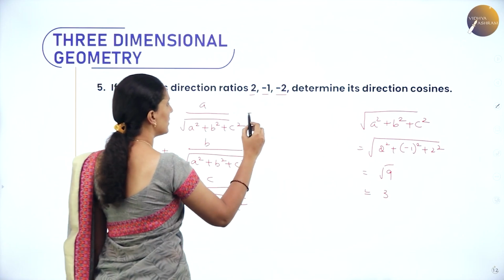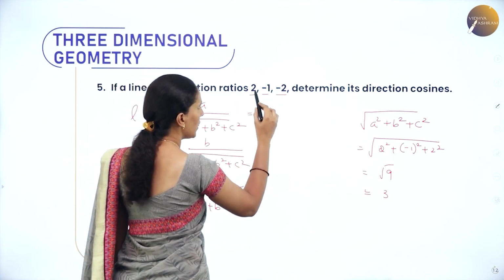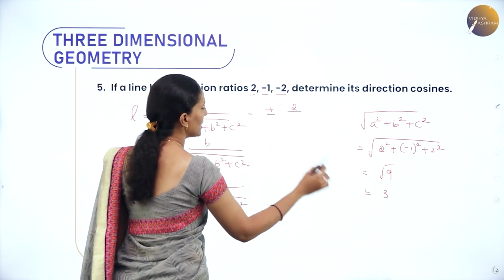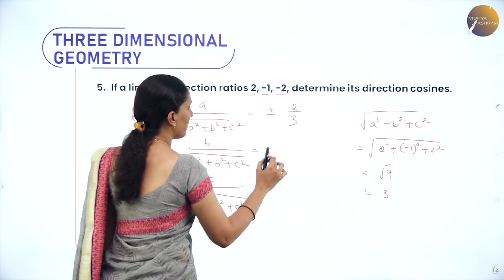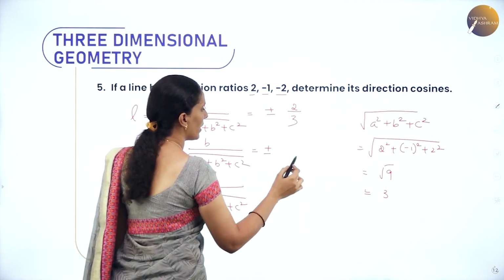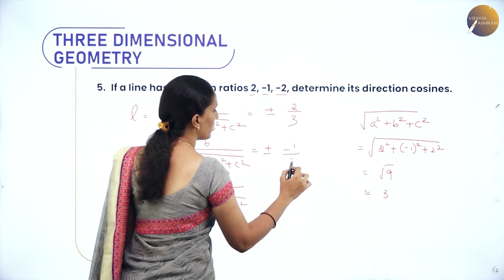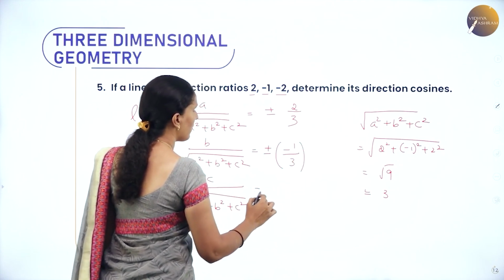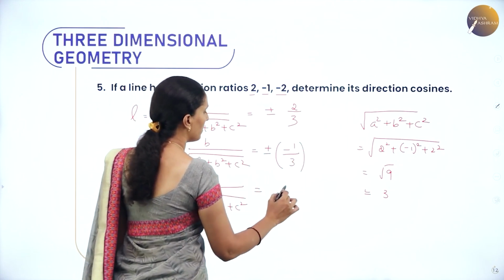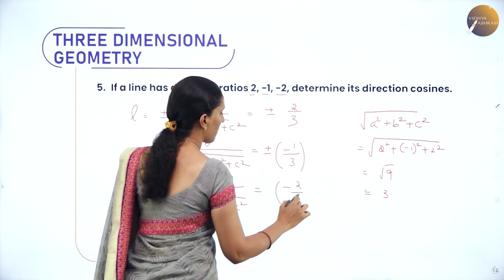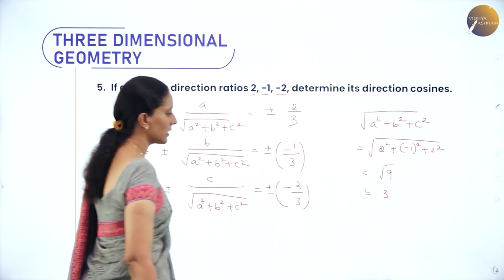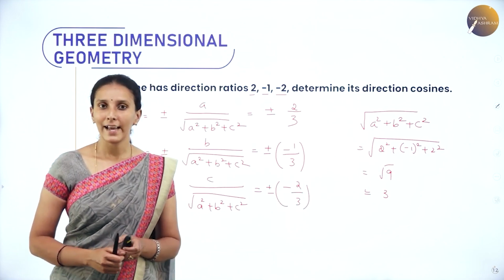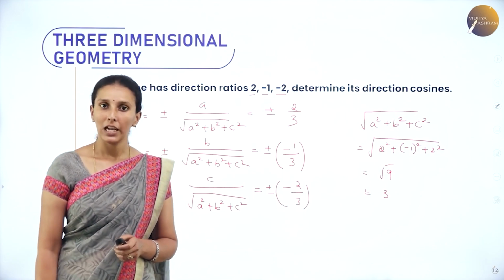Now we will write this. This is equal to plus or minus, A value is 2 over 3, B value is -1 so -1 over 3, and C value is -2 by 3. So we have plus or minus here. So these are the direction cosines of the given line.